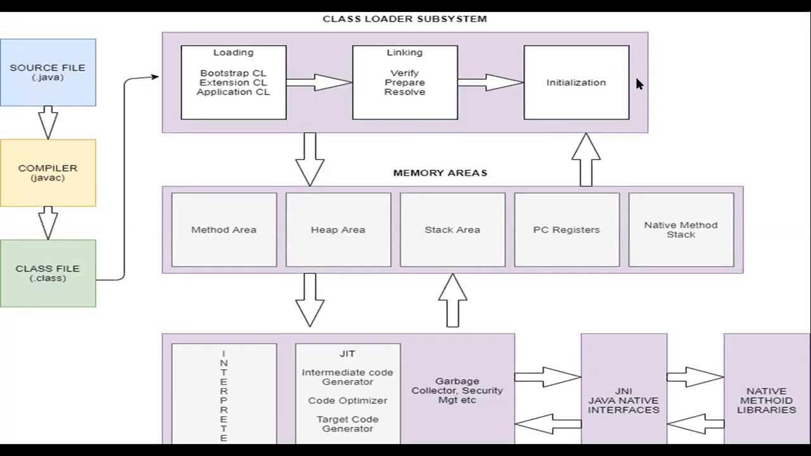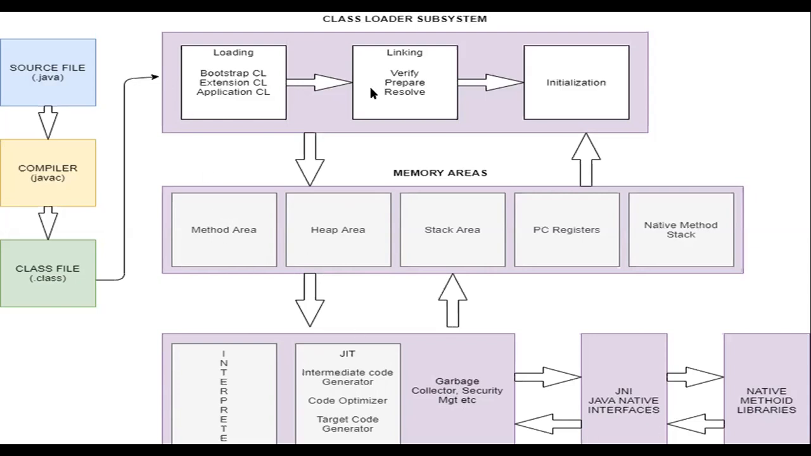So once the initialization phase is done, then we have memory areas which are required during the execution of the program. So in memory areas, we have 5 types of memory areas: method area, heap area, stack area, PC register, and native method stack. So among all the 5 memory areas, the heap area is the important one. Next, we have the execution engine. We have interpreter, JIT, intermediate code generator. Then we have garbage collector, security management, and the native method libraries information is provided to the execution engine with the help of JNI, which is Java Native Interface.